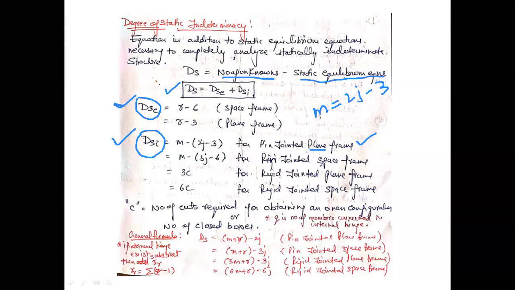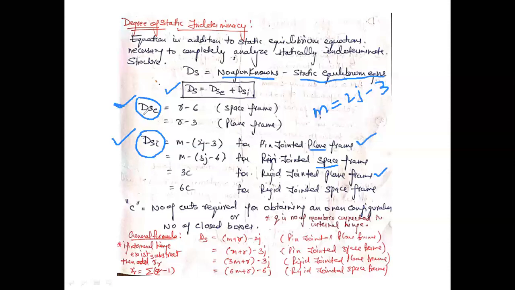Then for a pin jointed space frame, the equation will become M minus (3J minus 6). Similarly, we know 6 is the number of equilibrium conditions. Then for a rigid jointed plane frame, the equation is as follows. One thing needs to be understood: this is only the degree of internal static indeterminacy.